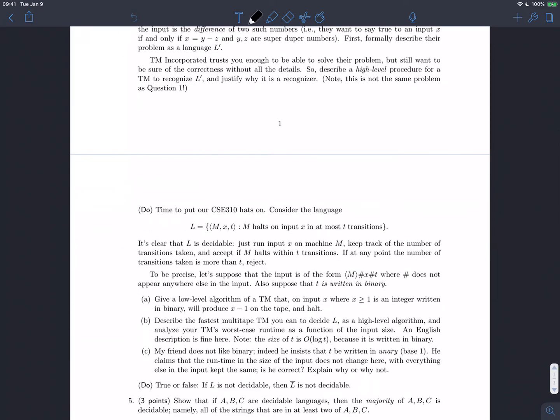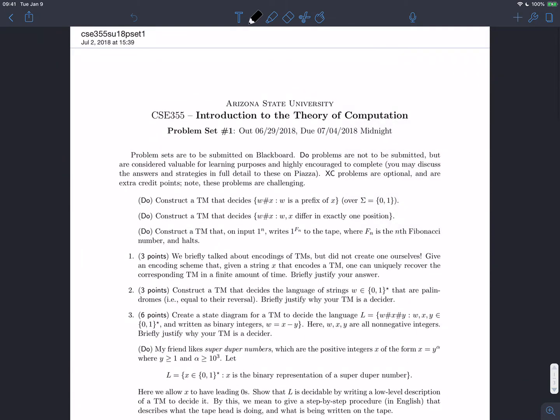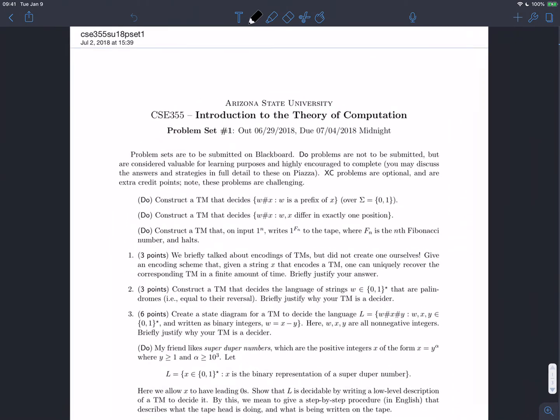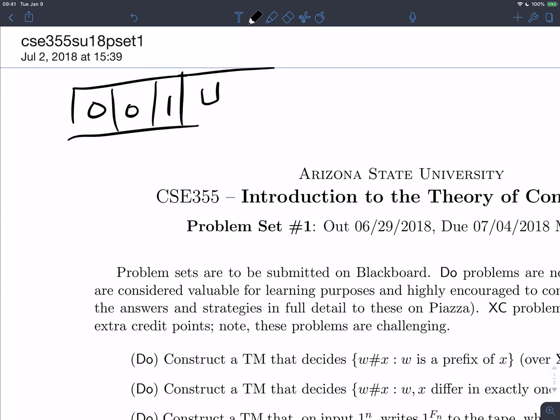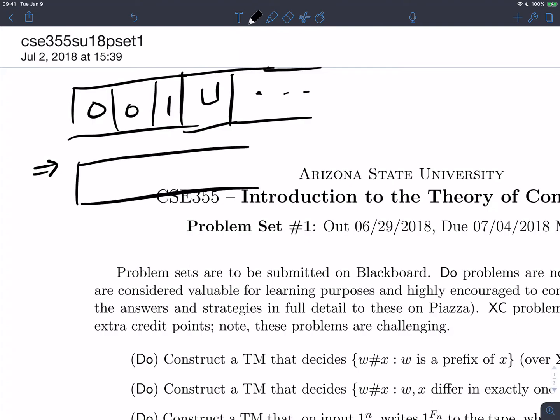So let's, no, I can't add a new page. All right, I'll just do it this way. So if we had something like this on the tape, 001 for example, we'll make a special character to represent the left-hand end of the tape. So what we want to have happen after this is, let's say $ is our special symbol, then 0, 0, 1, and then the blanks after. So how would I go from the top to the bottom for that?